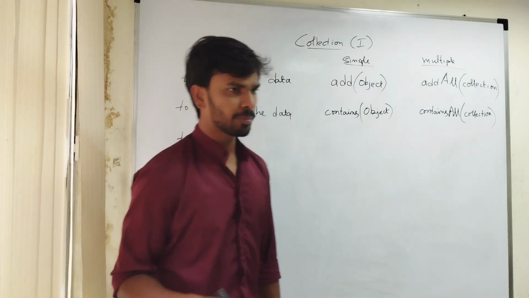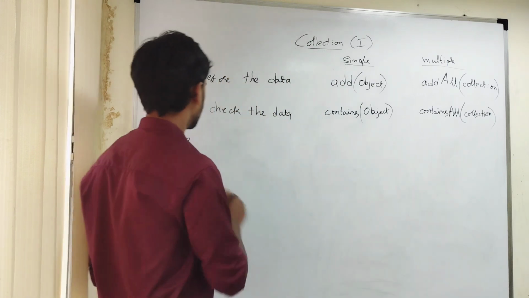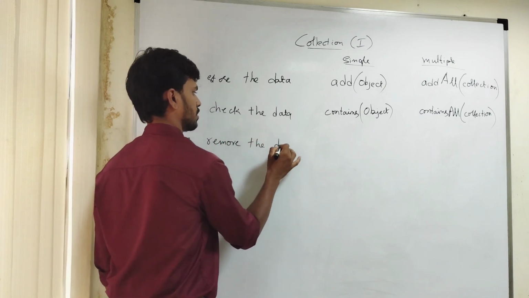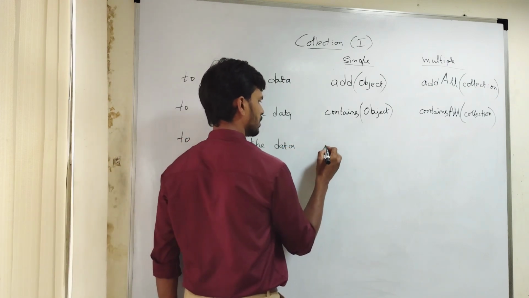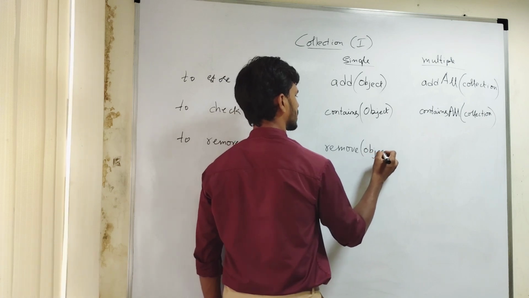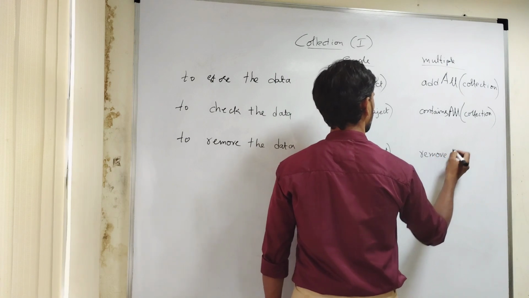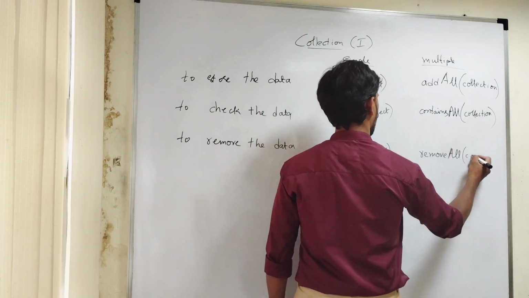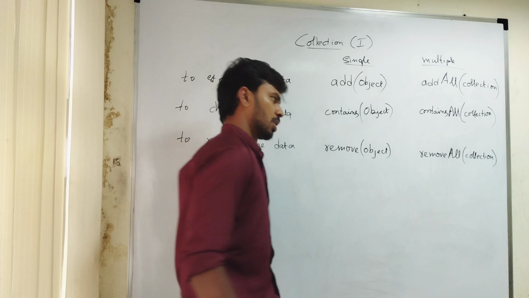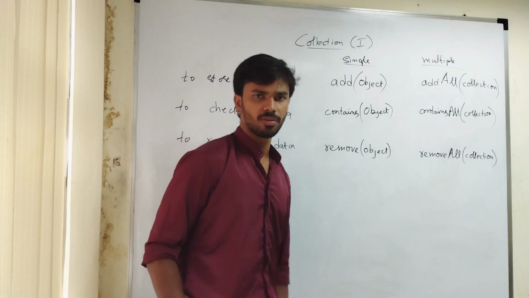Next, after checking the data, we might find duplicate data. Then we want to remove that particular data, right? So to remove the data, we have the remove method and we have to pass the object. To remove multiple objects, we have removeAll, where we have to pass the collection. To remove one single object, we have remove. To remove multiple objects, we have removeAll.